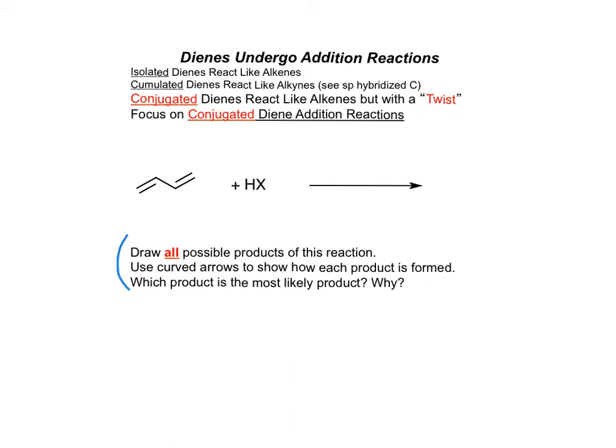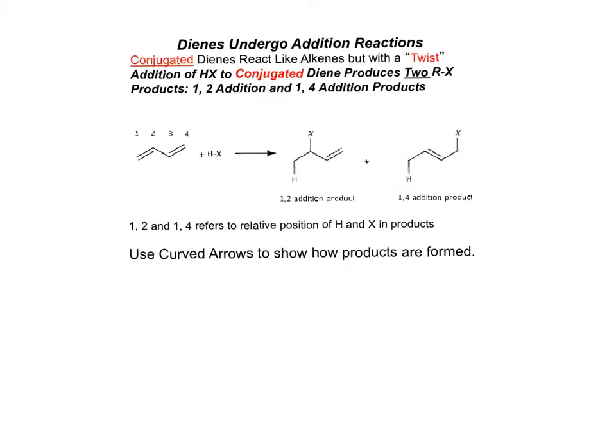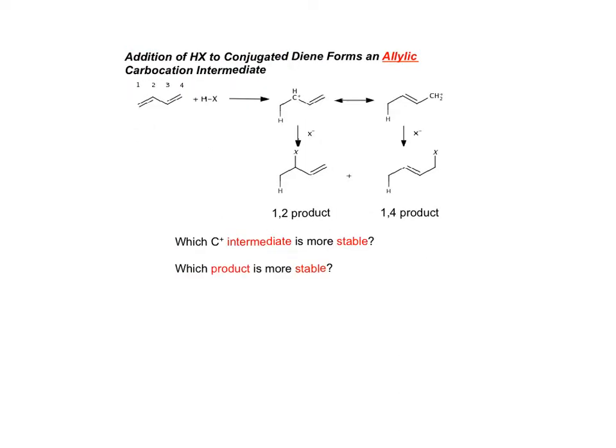So in this reaction, two products form. Here are the two products that form, so stop the video and let's practice using those curved arrows to show how each product is formed. So the next slide shows how each carbocation intermediate is formed. And practice drawing those resonance structures. And the more stable intermediate that's formed is this one because it's a secondary allylic carbocation, and the product which is more stable is that one because it's more substituted than the other product.